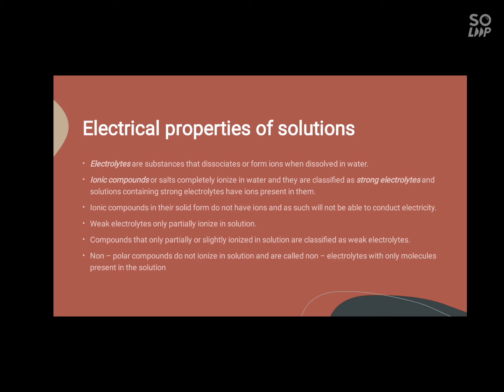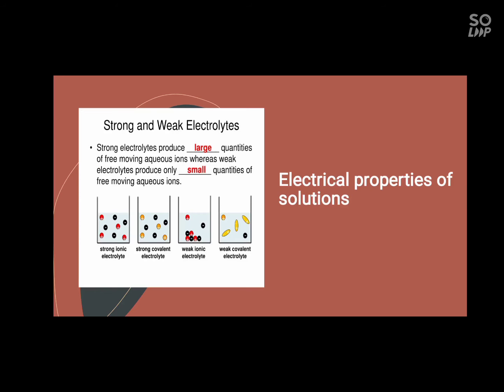Compounds that only partially or slightly ionize in solution are classified as weak electrolytes. Nonpolar compounds do not ionize in solution and are called non-electrolytes, with only molecules present in the solution. Strong electrolytes produce large quantities of free-moving aqueous ions, whereas weak electrolytes produce only small quantities of free-moving aqueous ions.